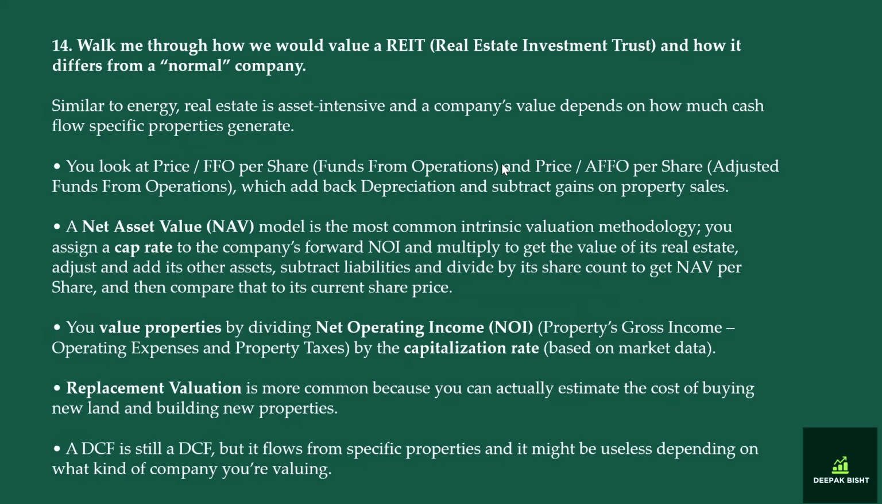To calculate funds from operations, we add back depreciation and amortization, and we subtract gains on property sales. If we sell the building, we adjust for the appreciation in the price and record it once we sell it. Adjusted funds from operations goes a step further by stripping out recurring maintenance, capital expenditure, tenant improvement, and straight line rents. So it gives a cleaner view than funds from operations.